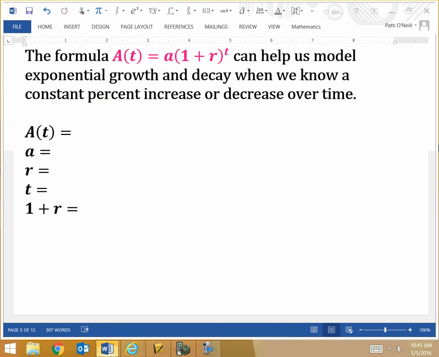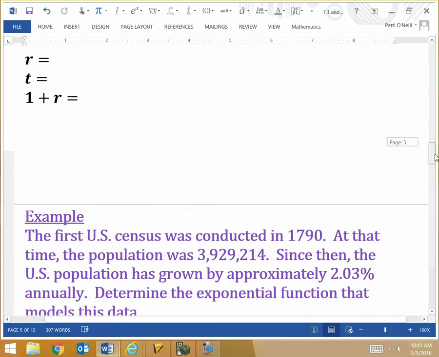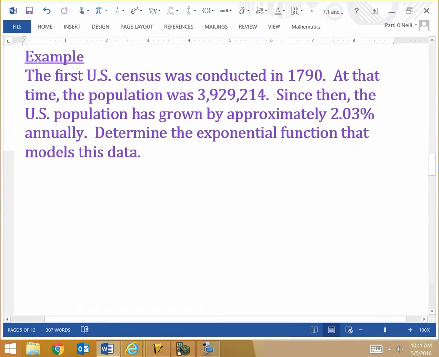So let me know if you have any questions about the pieces of that. Let's move to the next part, and we're going to see how this can be actually applied. This problem reads, the first U.S. Census was conducted in 1790. At that time, the population was 3,929,214. Since then, the U.S. population has grown by approximately 2.03% annually. Determine the exponential function that models this data.